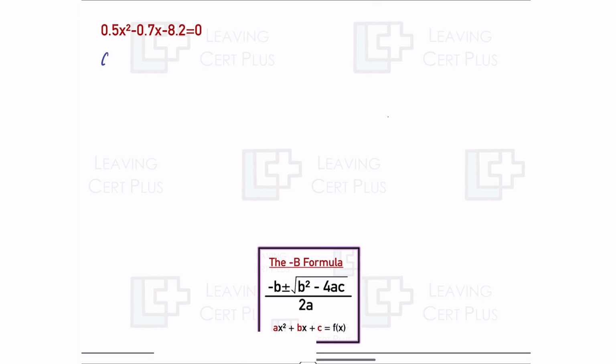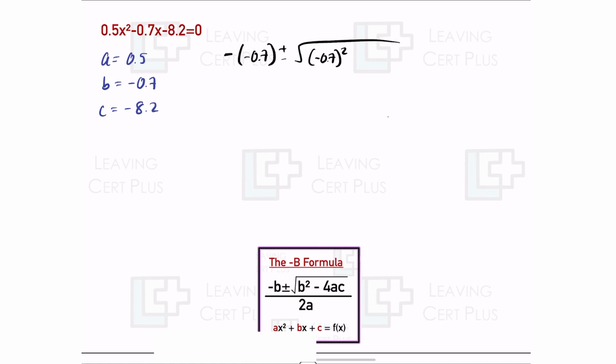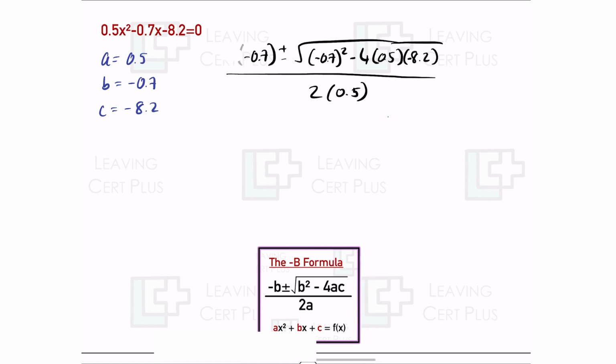So a is going to be 0.5, b is minus 0.7, and c is minus 8.2. So subbing that into the formula, that's minus b, so it's minus minus 0.7 plus or minus the square root of minus 0.7 squared, that's b squared, minus 4 by a, which is 0.5, by c, which is minus 8.2, and that's all over 2 by a, which is 0.5. So you can put that into your calculator. Just be careful here, that's a minus by a minus, so that's actually going to be plus 0.7 at the front, so you can just leave it as plus 0.7.